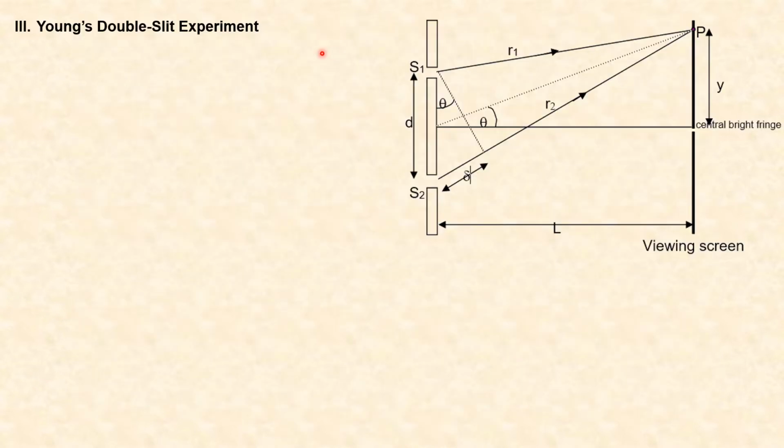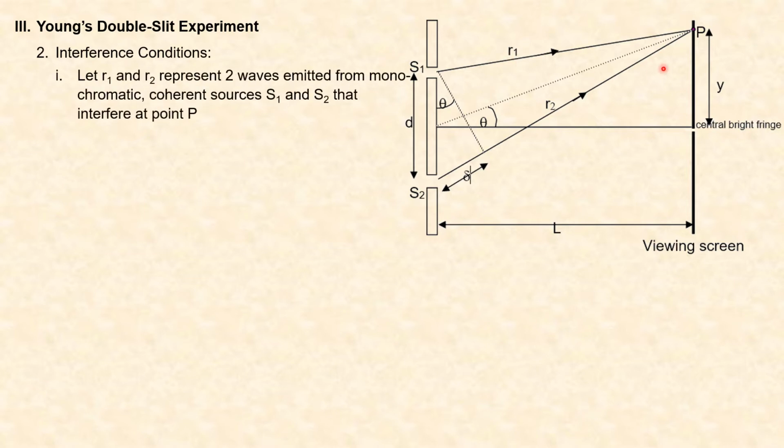In this slide, we'll take a look at the conditions that lead to both constructive and destructive interference. In other words, what causes these bright fringes and dark fringes? So, we'll start out by taking a look at this figure here where you see Young's double slit setup. You see your two slits and your viewing screen, and obviously this is not drawn to scale.